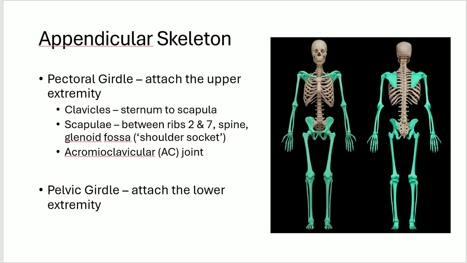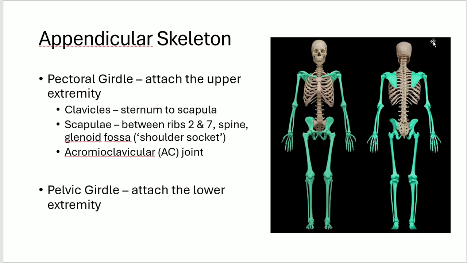They have a glenoid fossa, so that's this spot right here. That is a shoulder socket. So, indentation in the side. That's called our glenoid fossa.